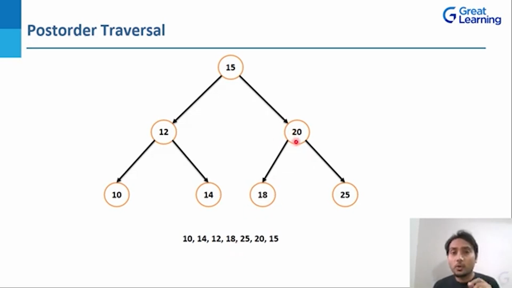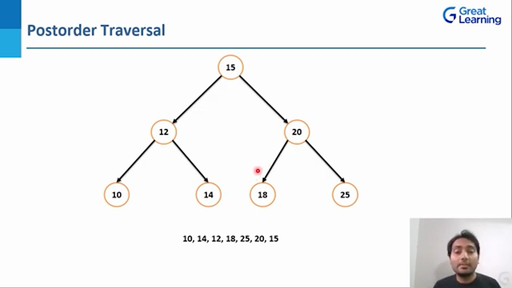So next, should I go to 20? No, I have to consider 25. So make a note of 25. So now we are done with the left subtree as well as the right subtree. So we have traversed both trees of this particular bigger tree.